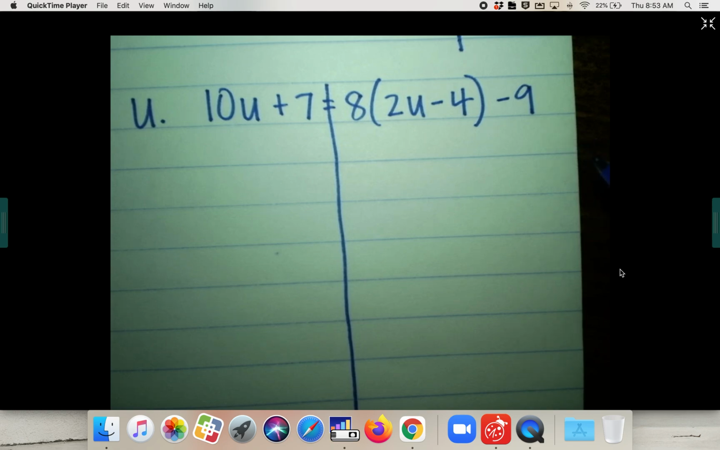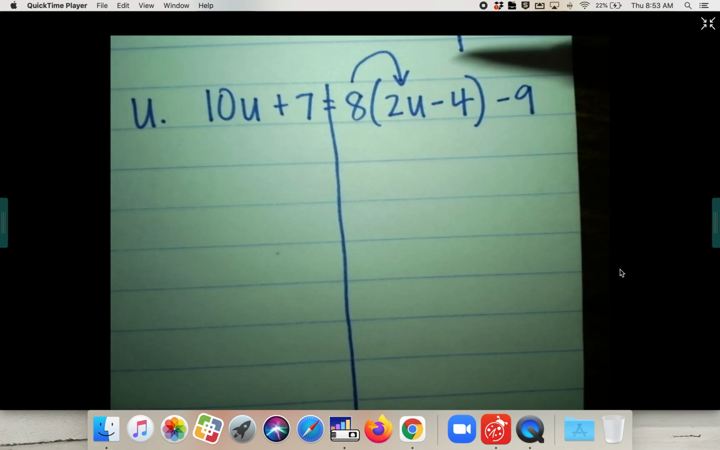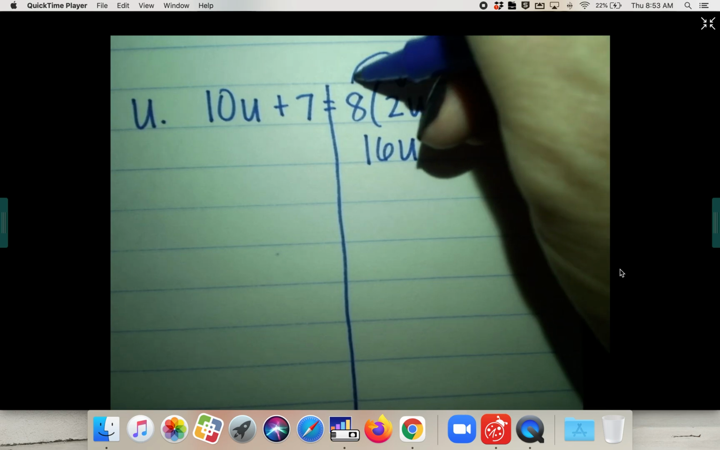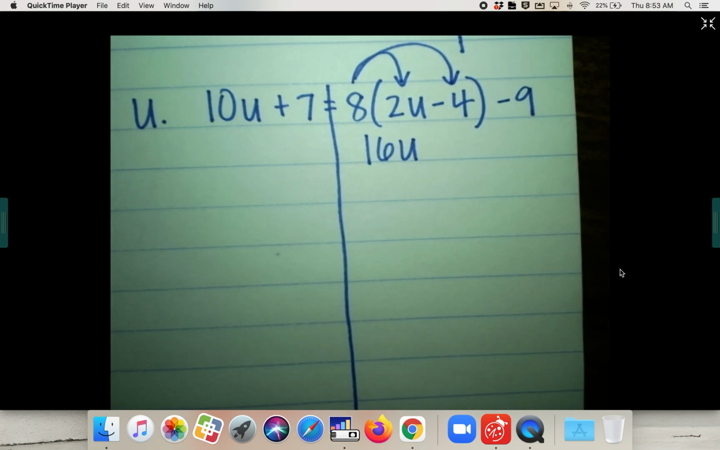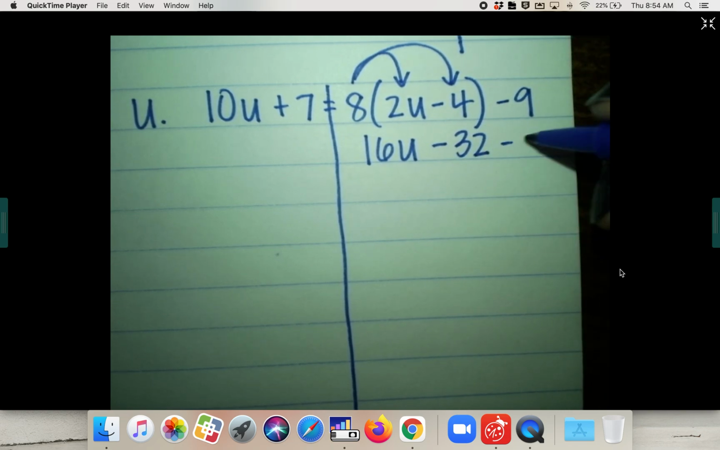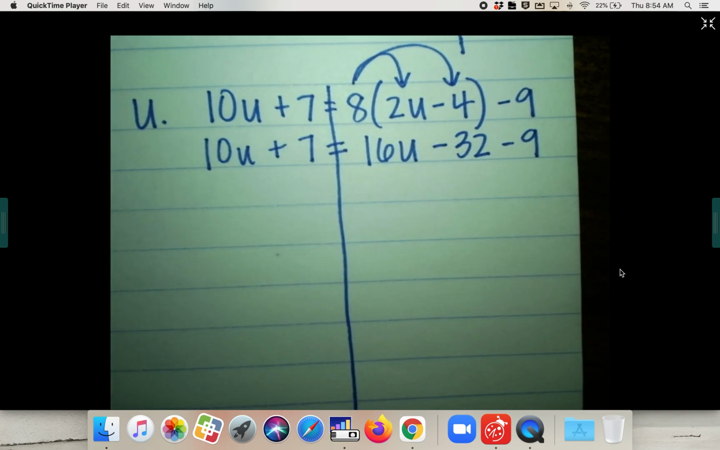so we want to distribute first, so let's get rid of this 8 being multiplied by these parentheses. 8 times 2u is 16u. 8 times negative 4 is negative 32. Bring down our minus 9. On the left, let's just bring down 10u plus 7. We haven't done anything with it yet.